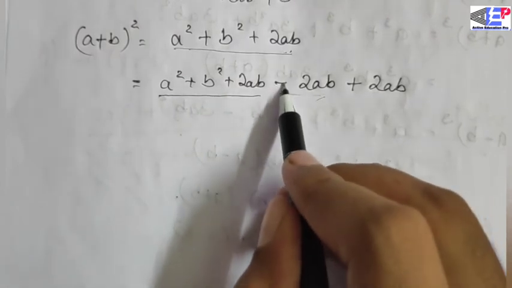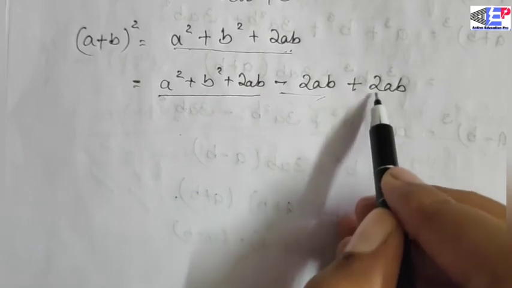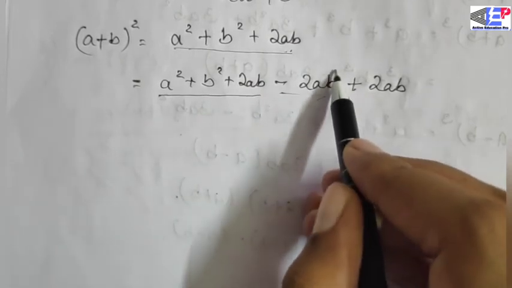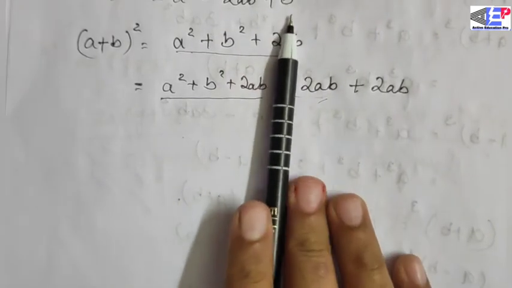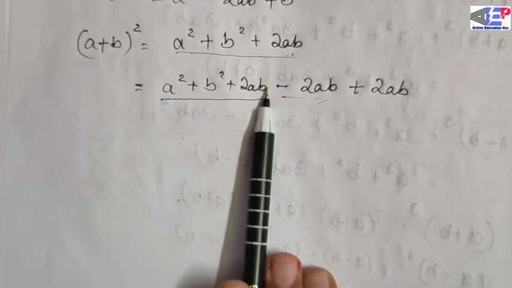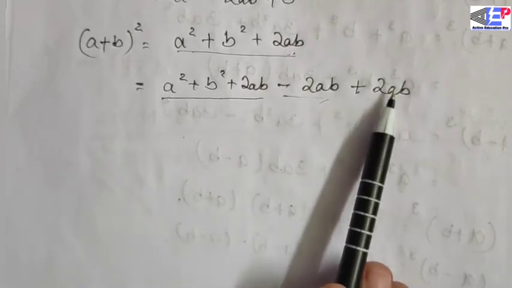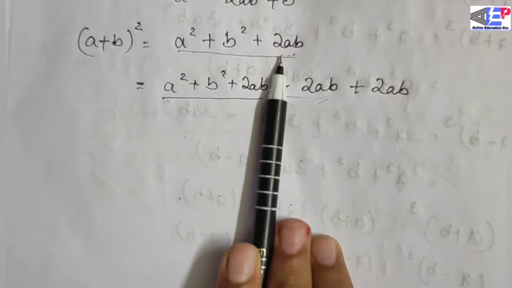That's why I write minus 2ab, and for balancing this minus 2ab, again I write the reverse operation. It means minus means plus, subtraction means addition, to balance this process. If we cancel this minus 2ab with plus 2ab, the answer will be the same up to here: a square plus b square plus 2ab.